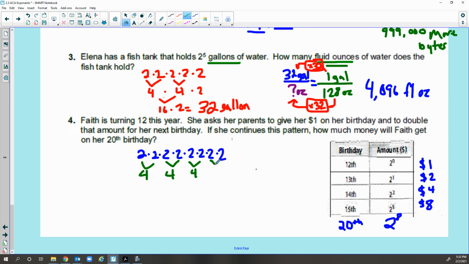Just combining here. I can combine these 4's. 4 times 4 is 16. Do another 16. Then we've got to do 16 times 16. 16 times 16 is $256. Wow, that's a lot of money for that 20th birthday. You'll spend that all over at Taco Bell. They'll treat you like a king.